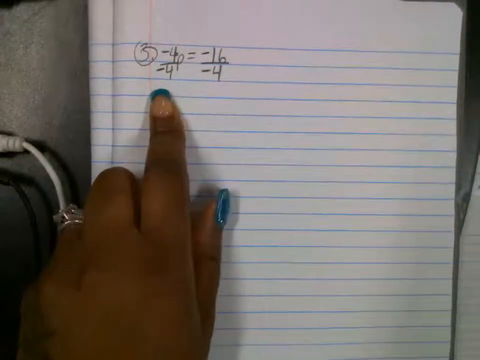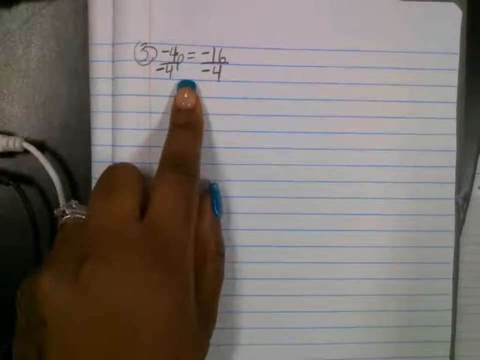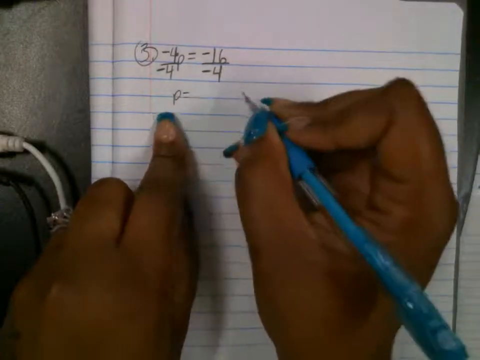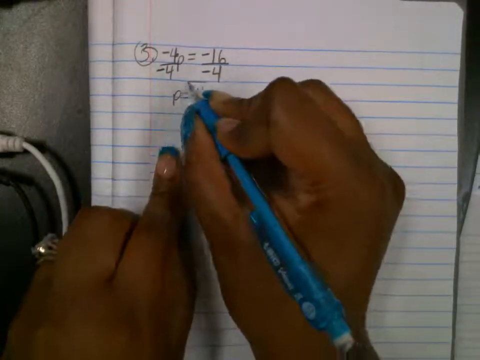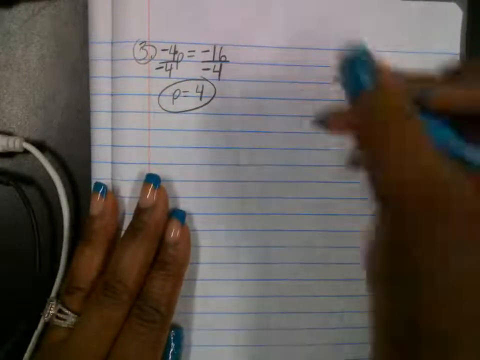Okay? Go ahead and write that down. Okay. So now what do we get? We get p is equal to what? 4, yeah. Very good. Any questions about that? Are you okay with that? Yes. Okay. Number 4.